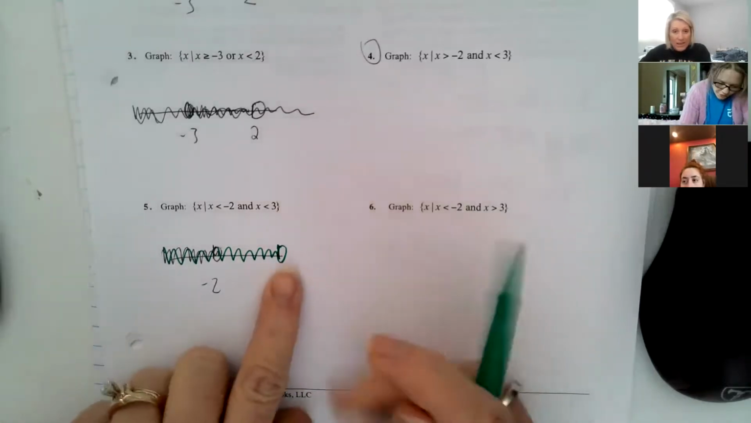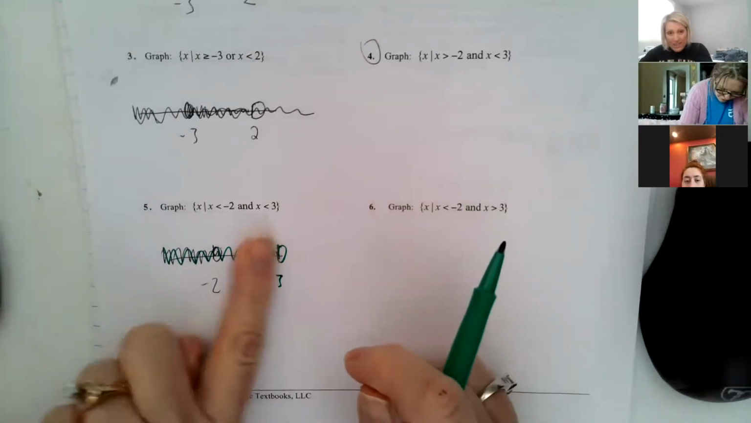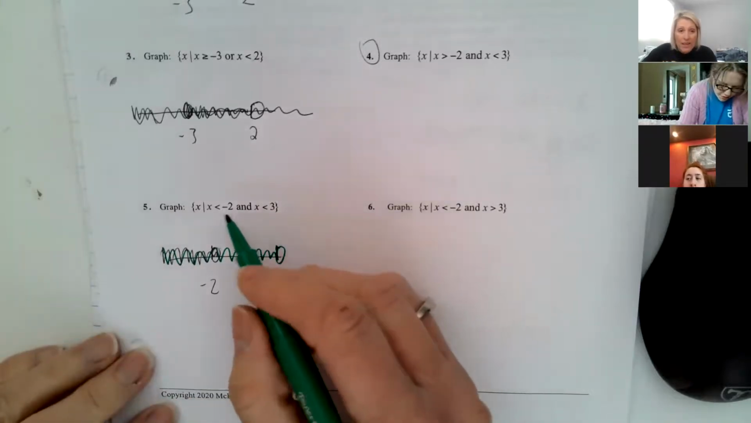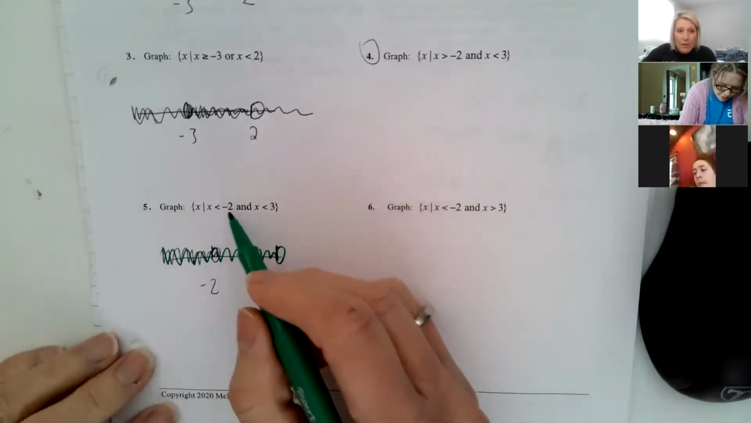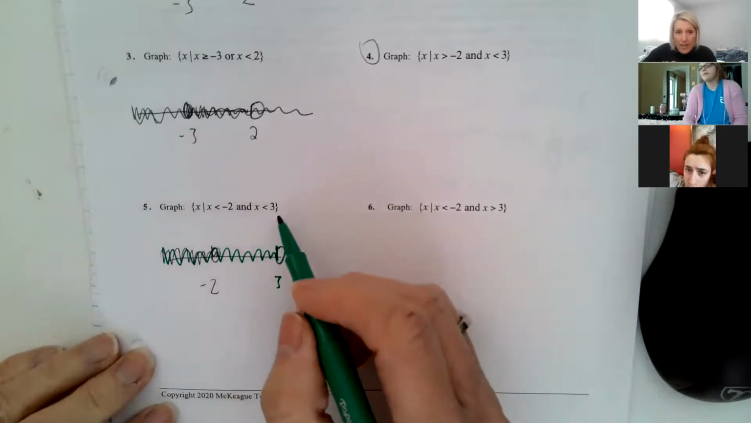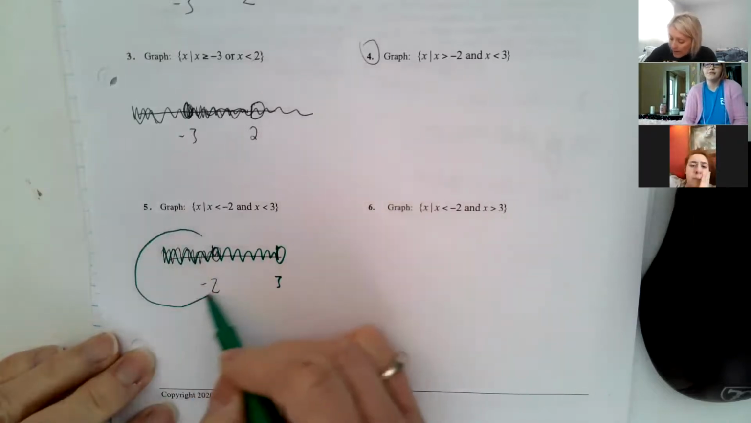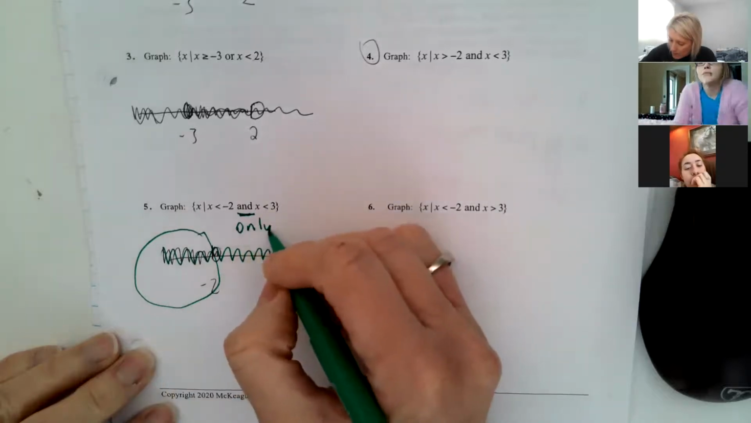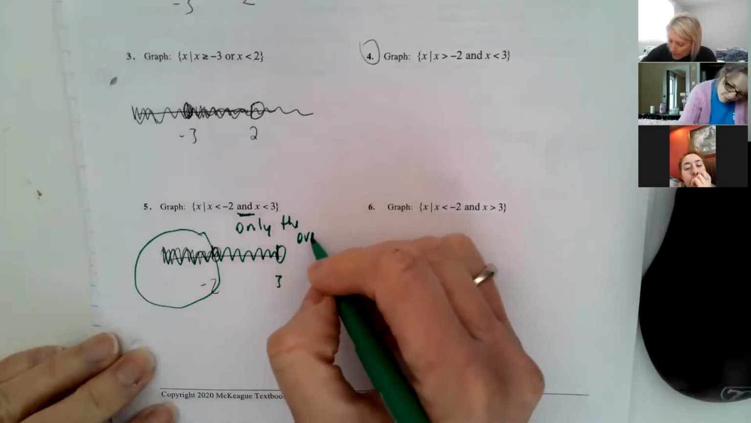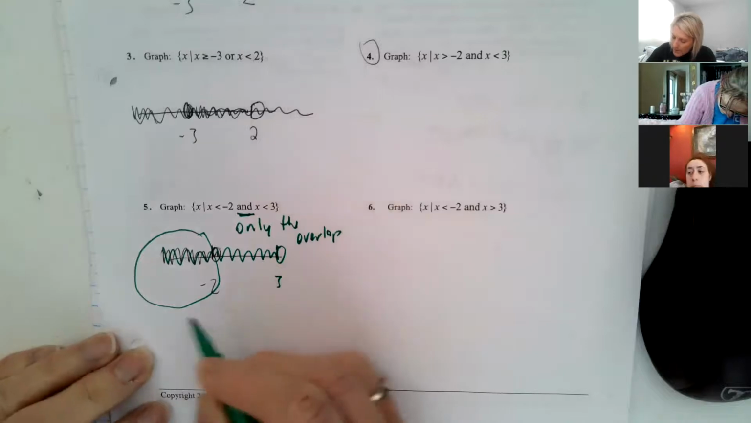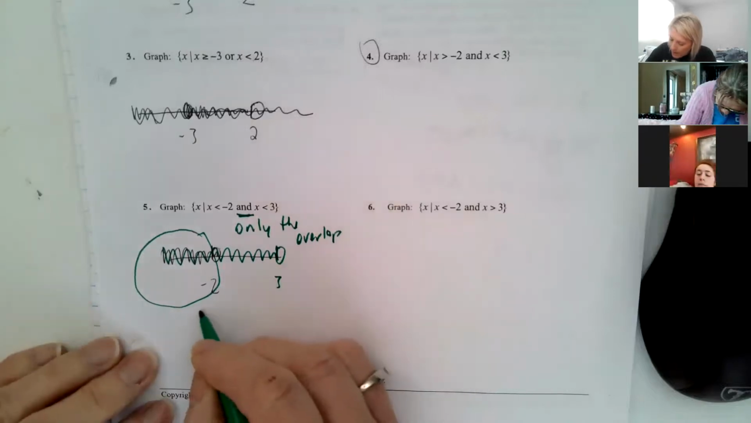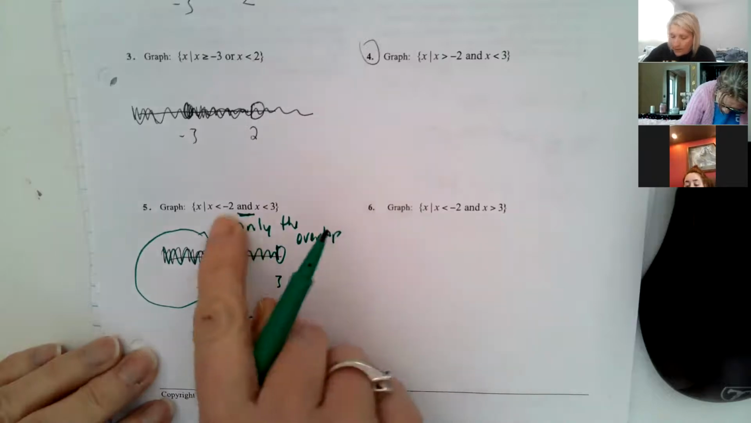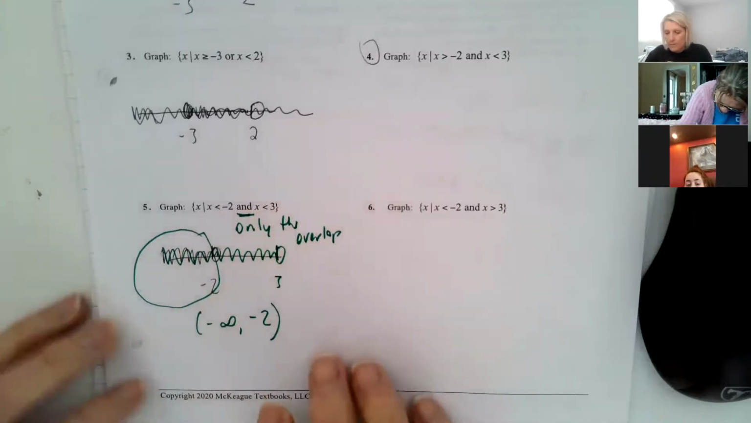So it really looks like it's all less than 3, right? Because they kind of overlapped. So on this one, x has to be less than -2 and less than 3. So only the part that is overlapping works. Only the overlap. So that would be negative infinity up to -2 with a parenthesis, because they were both strictly less than.